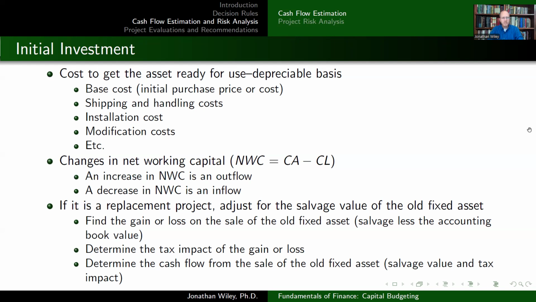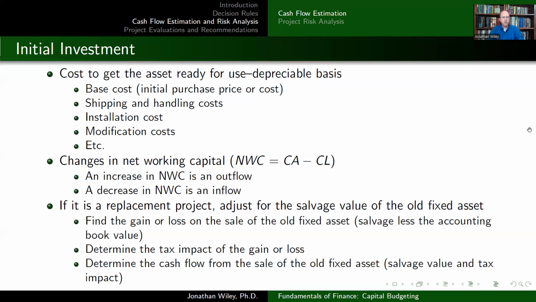Now, sometimes purchasing a piece of equipment or machinery or some other kind of large asset can actually trigger a required change in net working capital. So net working capital is current assets minus current liabilities. So let's use current assets as our example. So let's suppose that for some reason, installing this new machinery requires an increase in the level of current assets that I have to keep on hand. Maybe it's some kind of inventories or something like that.